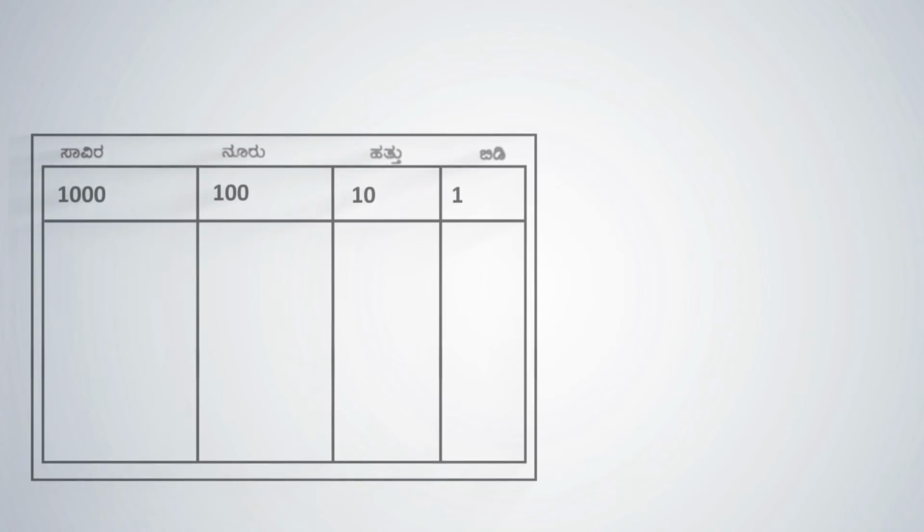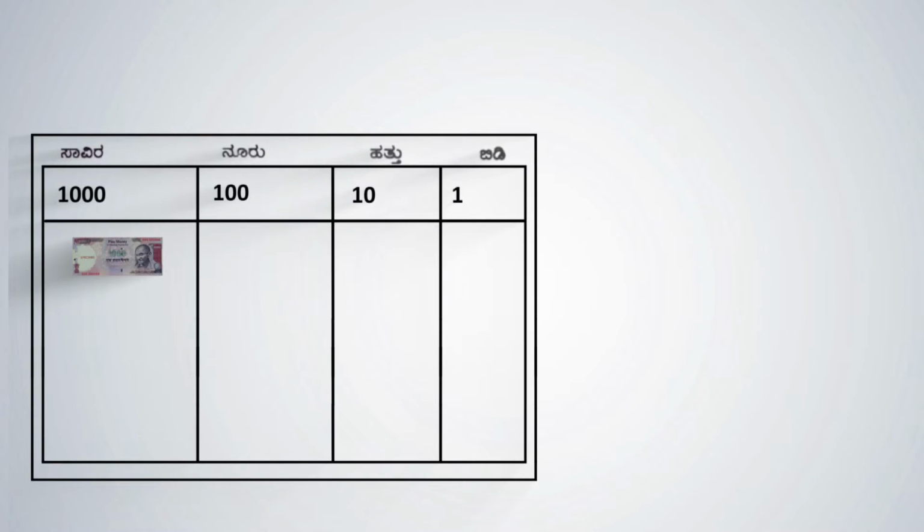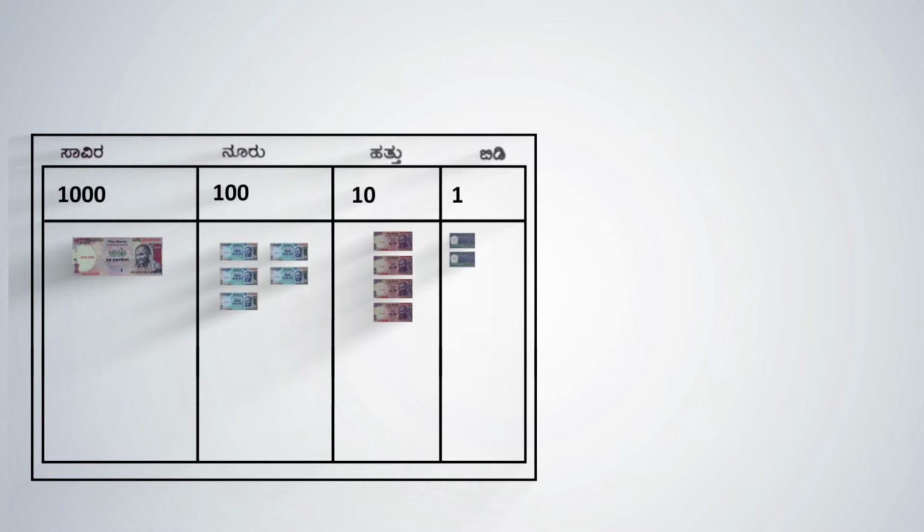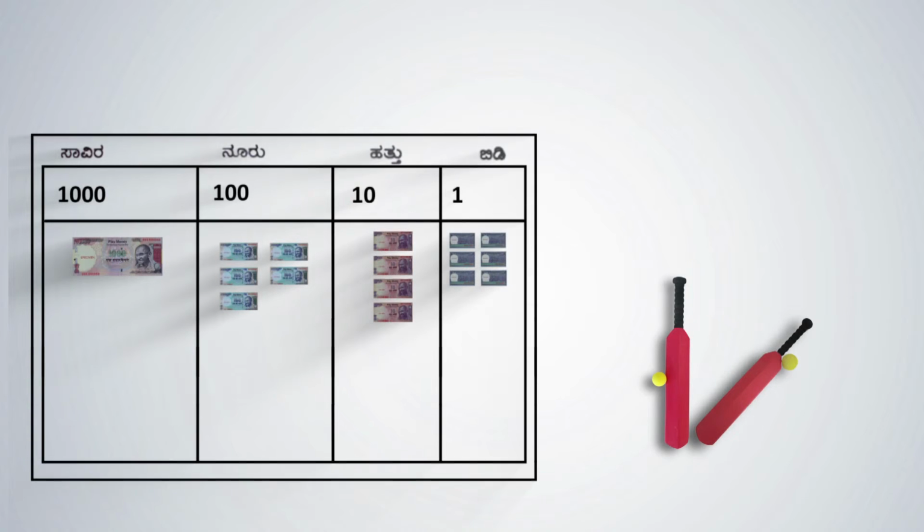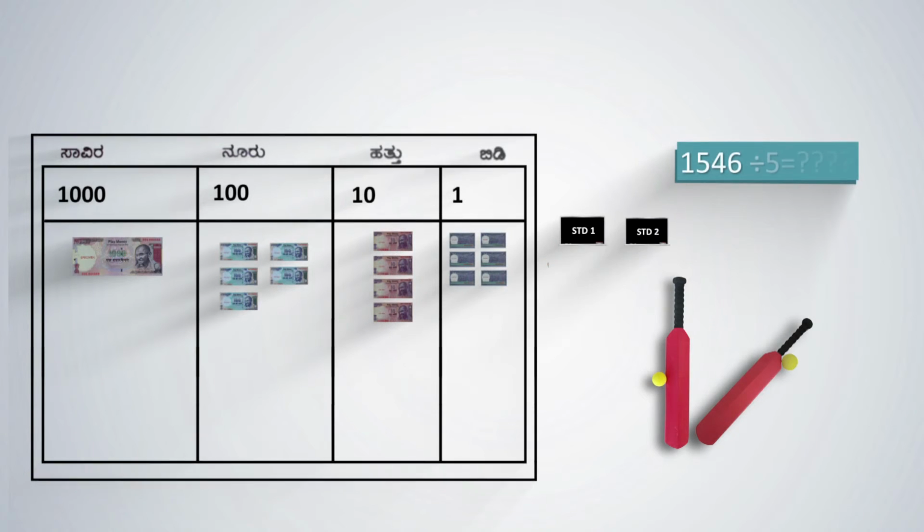A school has collected 1,546 rupees, which needs to be distributed amongst 5 classes for buying cricket bats. How much does each class get? Let students say aloud. 1,546 rupees is one 1,000 rupee note, 5 100 rupee notes, 4 10 rupee notes, and 6 1 rupee notes.